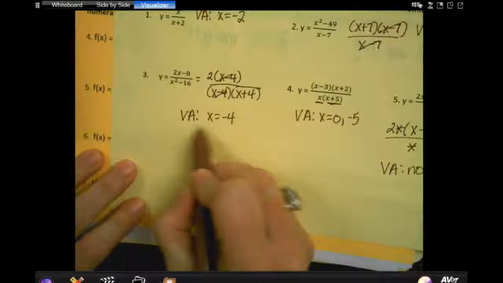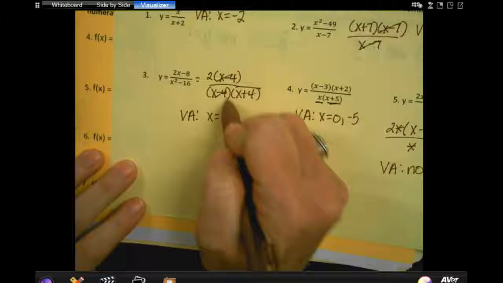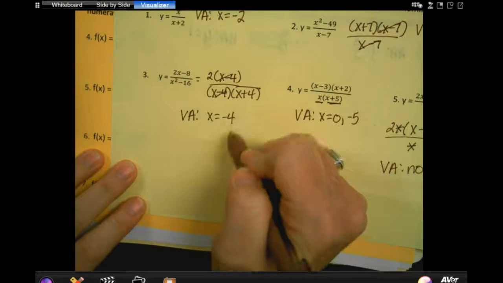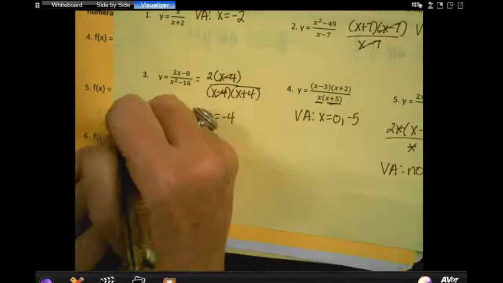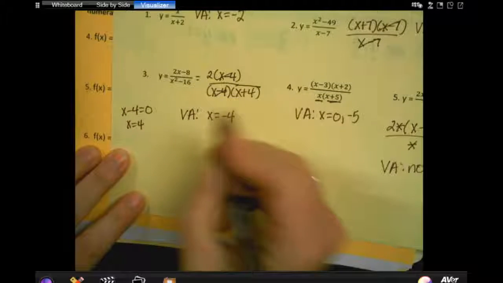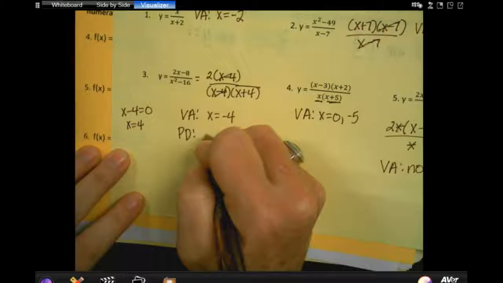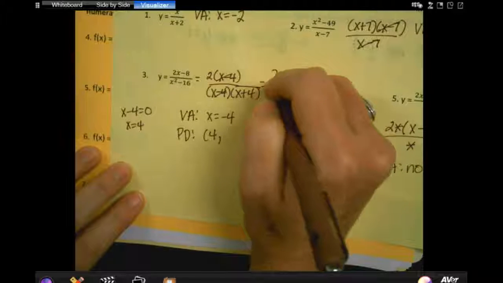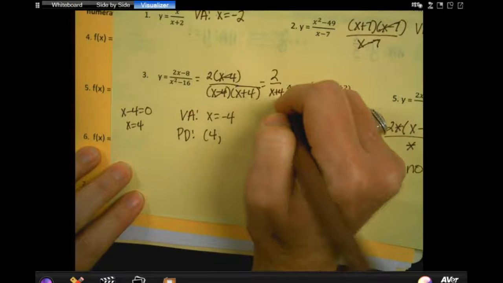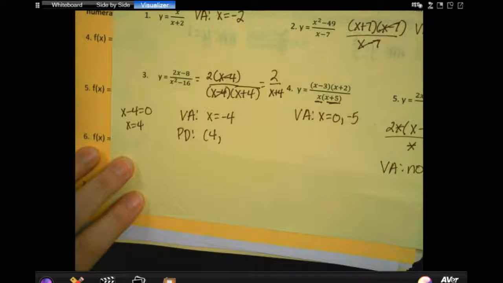So we found the vertical asymptote by looking at the bottom, right? So what canceled here? So x minus 4 equals 0. So to find the point discontinuity, I would have 4, and if this is 2 over x plus 4, I would get 2 over 8, which would be 1/4.